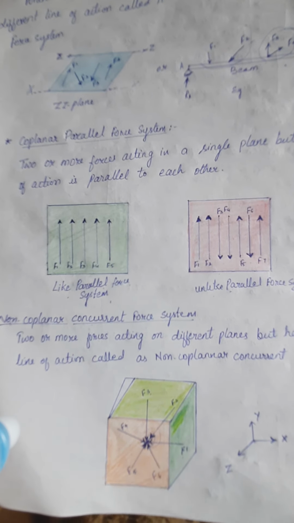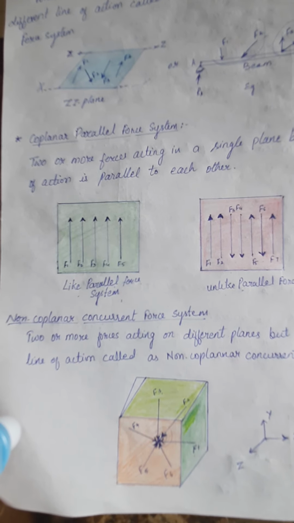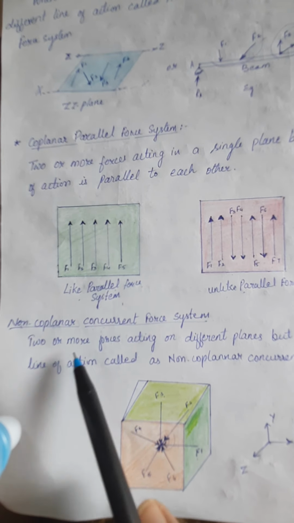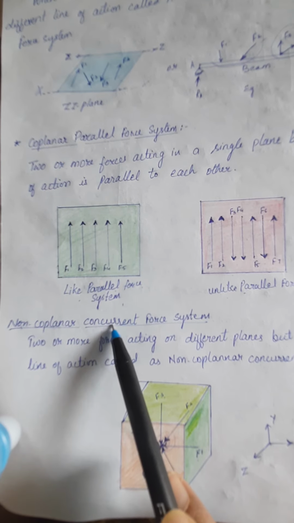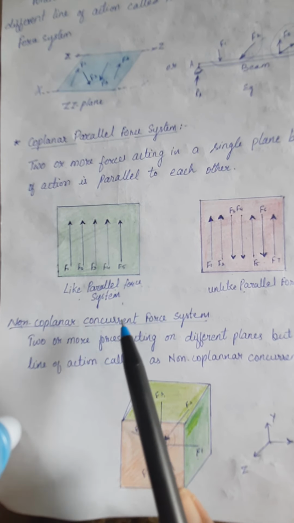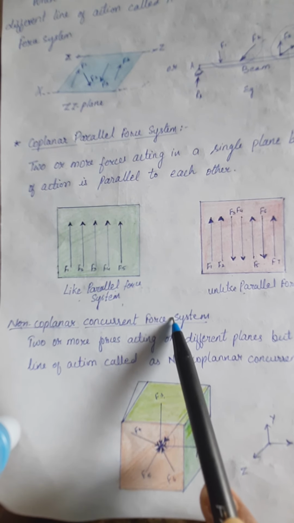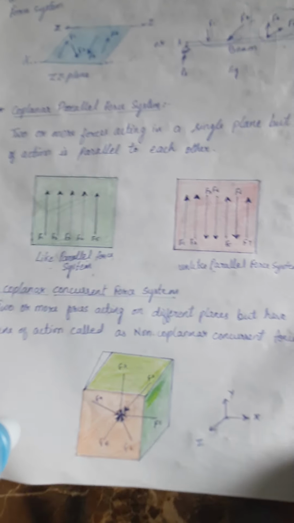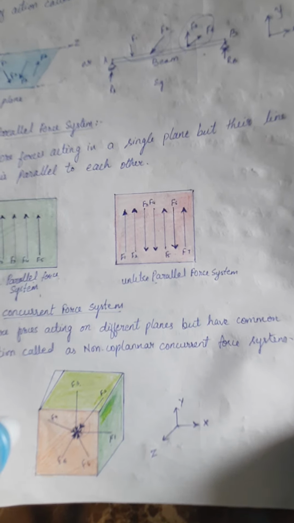Our next type is the non-coplanar concurrent force system. Here non-coplanar means there is no common plane. The different forces are acting on different planes. Concurrent, but the different forces acting on different planes are concentrating at one point, and we call it a non-coplanar concurrent force system. The definition will be: two or more forces acting on different planes but having a common point of action are called a non-coplanar concurrent force system.